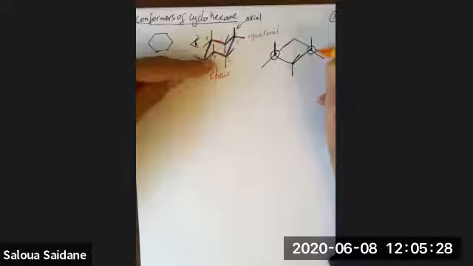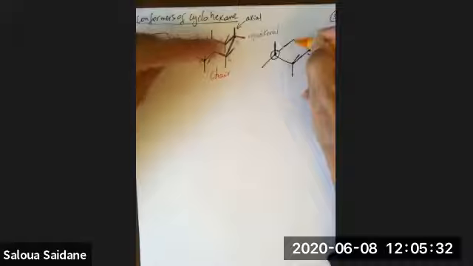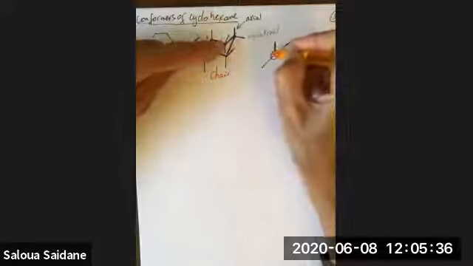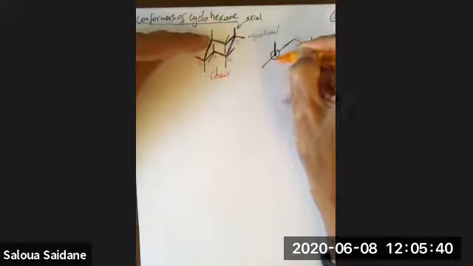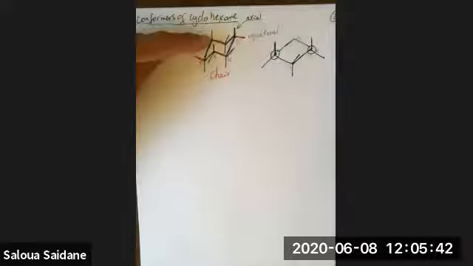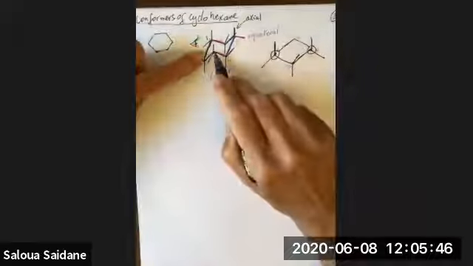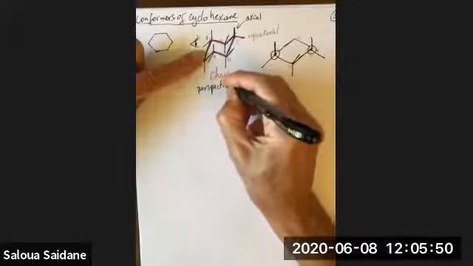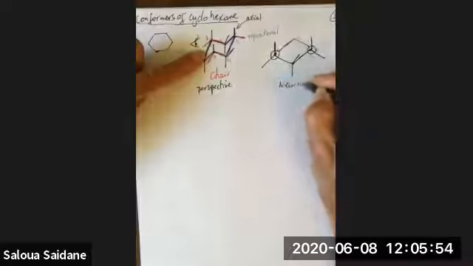And then attached to the 4 is the 5. And the 5 is attached to the 6, which is this one. And the 6 is attached to the one which is in the front. So this is how you go from the perspective to the Newman projection.